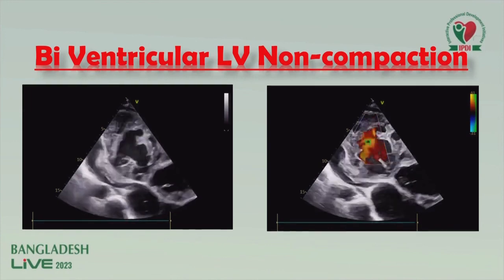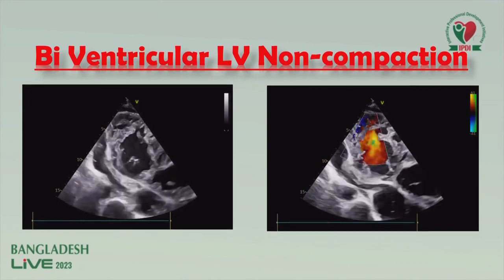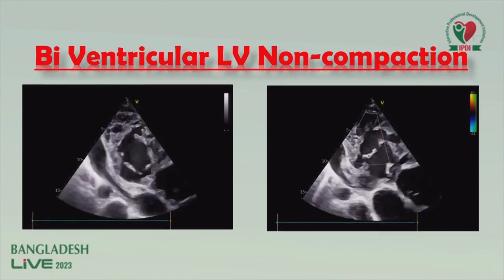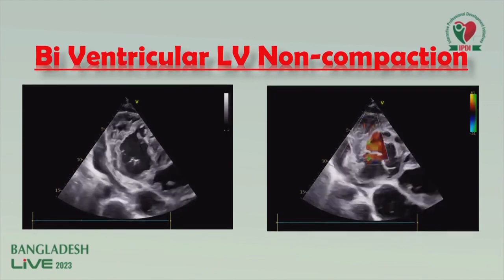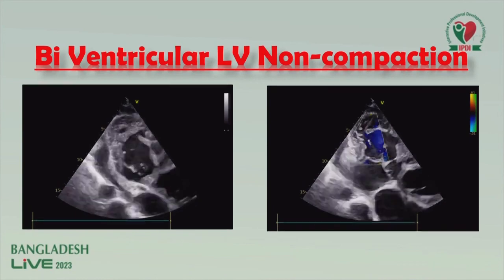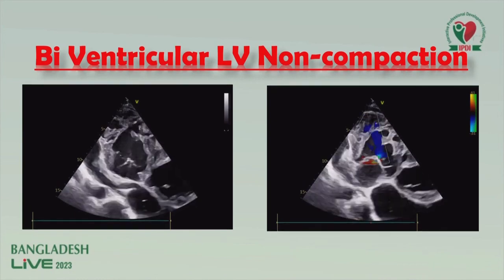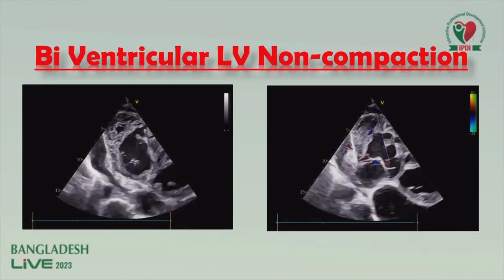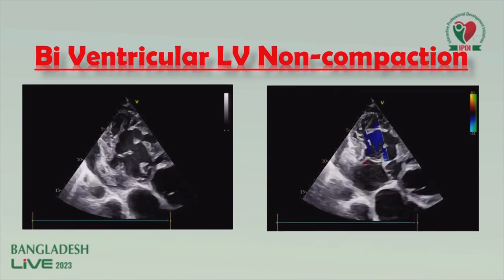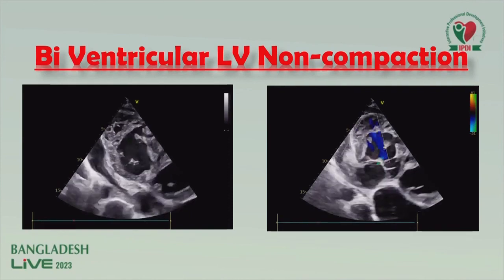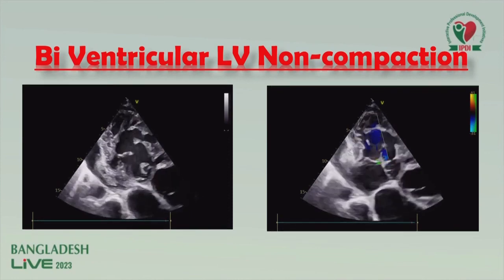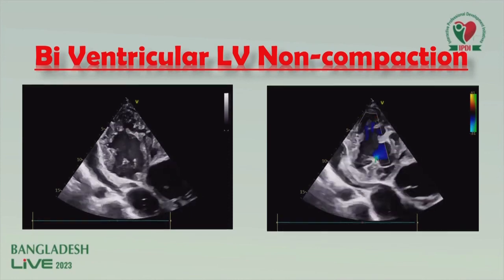Here is the modified parasternal long axis view. The prominent chamber is the left ventricle. There are multiple trabeculations near the LV apex and also part of the septum, and also color flow in the intertrabecular spaces, and also a small amount of pericardial effusion as well.